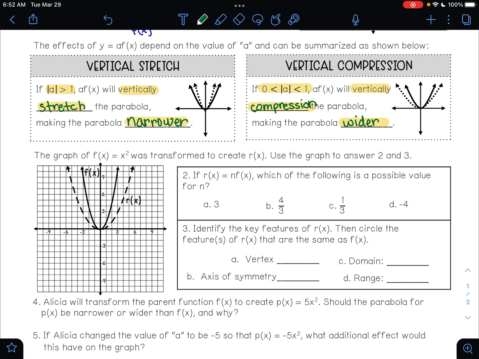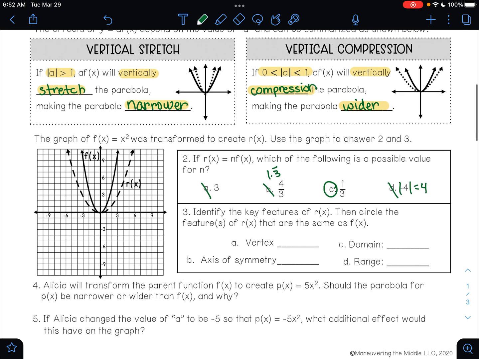So it cannot be bigger than 1. That means we can eliminate answer choice A for sure, and the absolute value of -4 is 4, so that's bigger than 1. If we think about 4 over 3, that is 1.3 repeating, so that is also bigger than 1. So that leaves us with C, which is between 0 and 1.